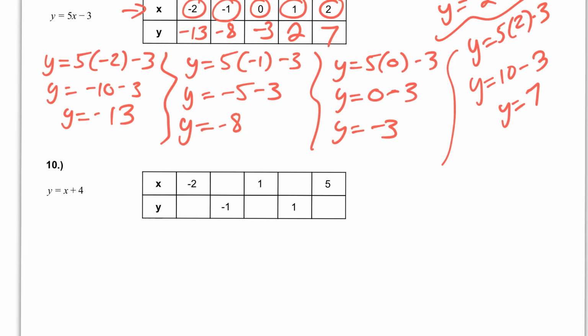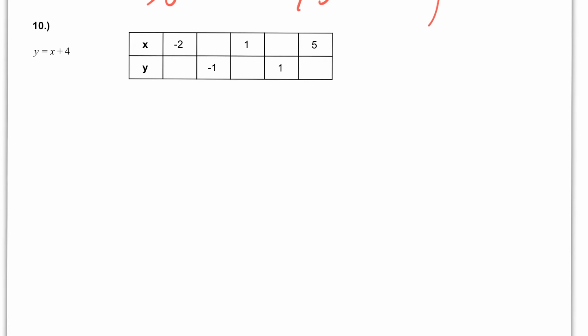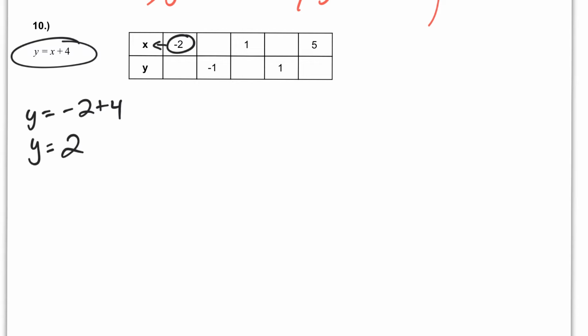Okay, last one here, number 10. We have the function y is equal to x plus 4, and we want to complete the table. So first one here, it says plug in negative 2 for x. Negative 2 is one of our x values, so if we plug in negative 2 for x, we get negative 2 plus 4, and negative 2 plus 4 gives us a y value of 2.